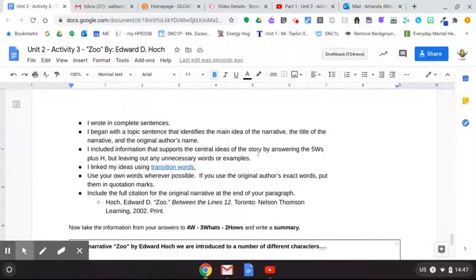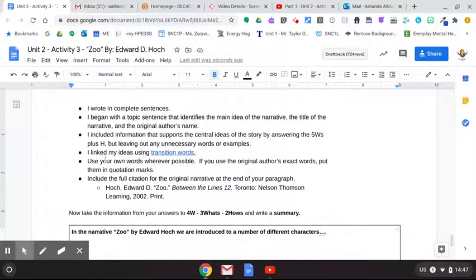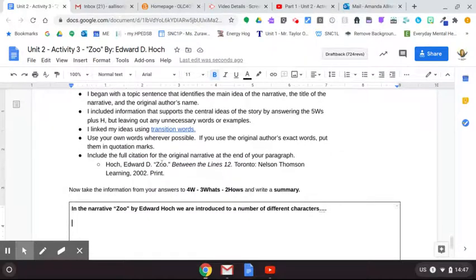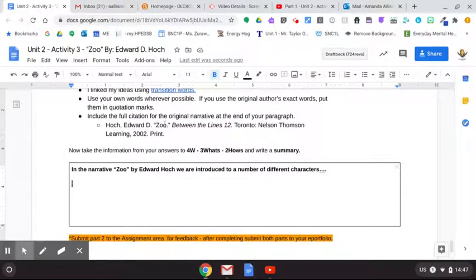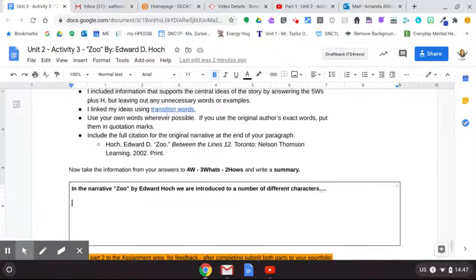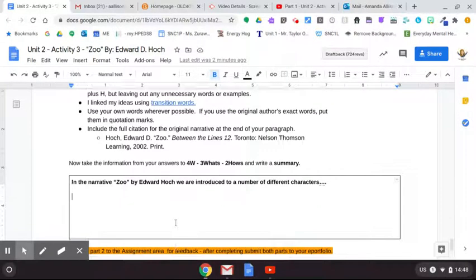And you've got your topic sentence, the title of the narrative, the author's name, and then you've used the information up above to help you write what were the most important things about the story. So there are transition words here that you could use. If you do use the author's exact words, make sure that you put them in quotes.